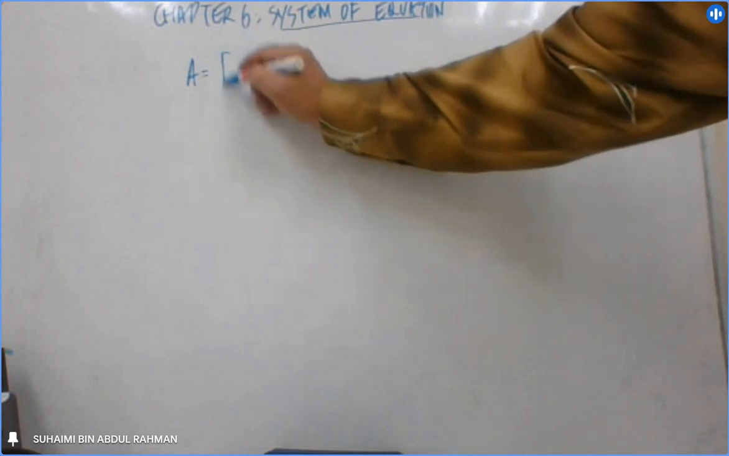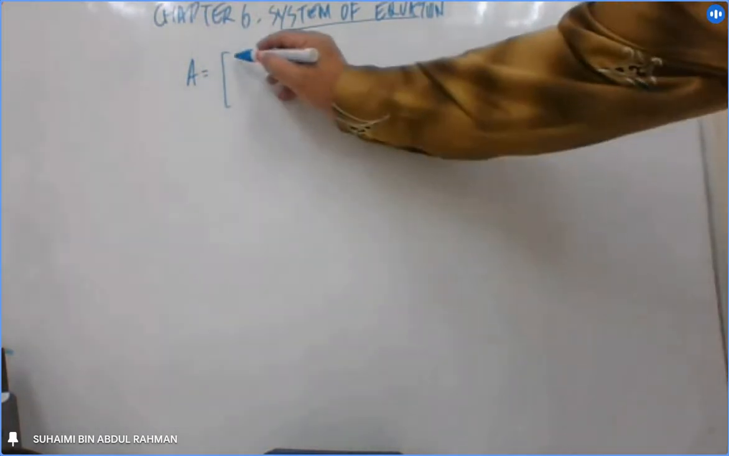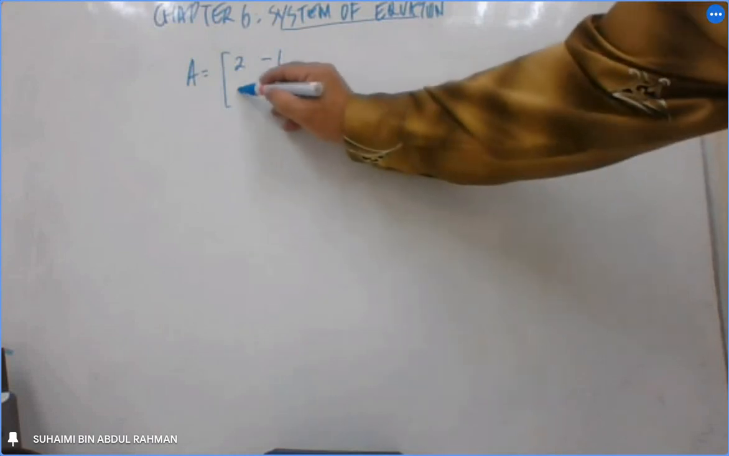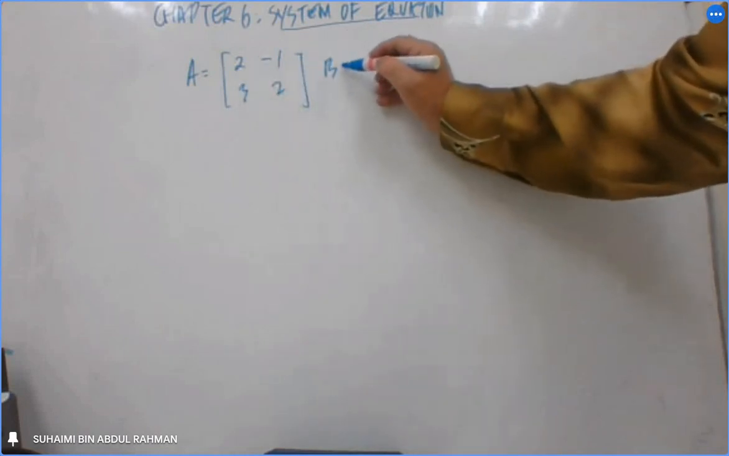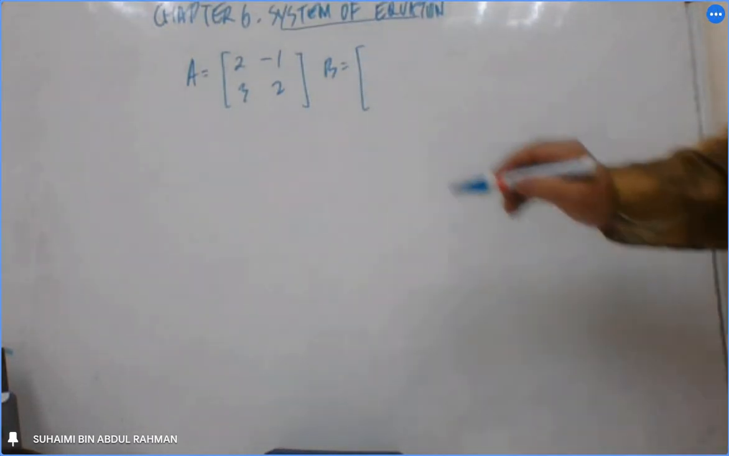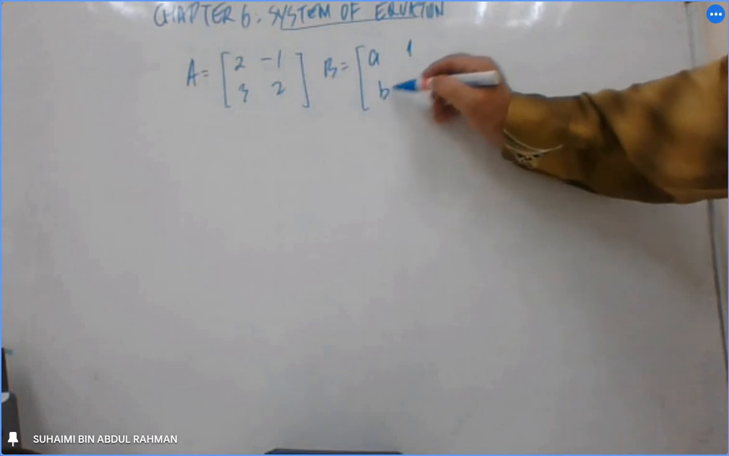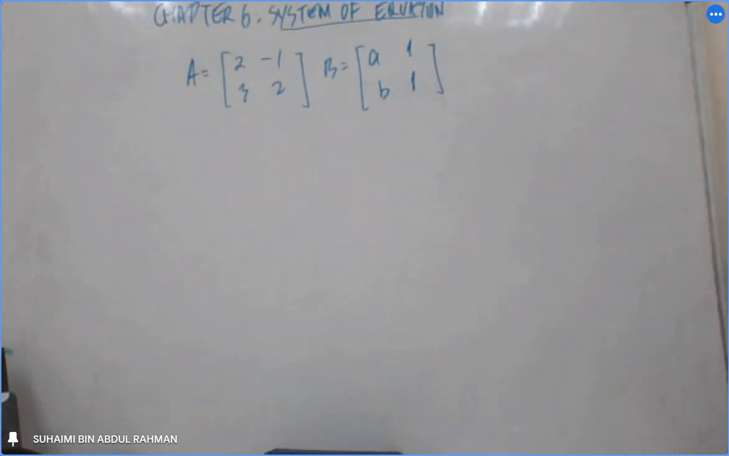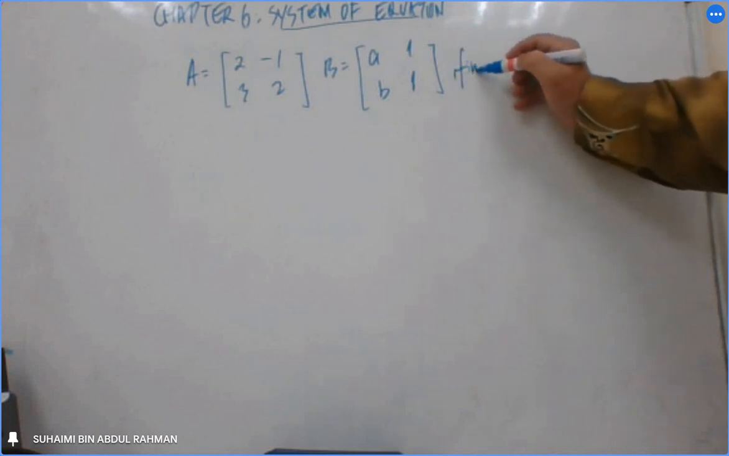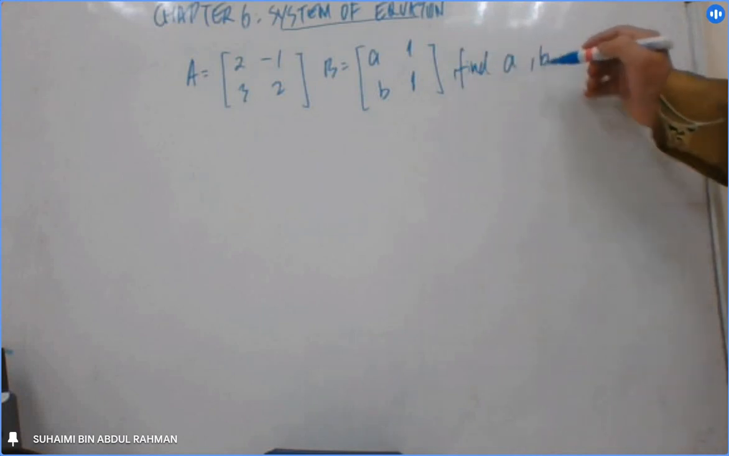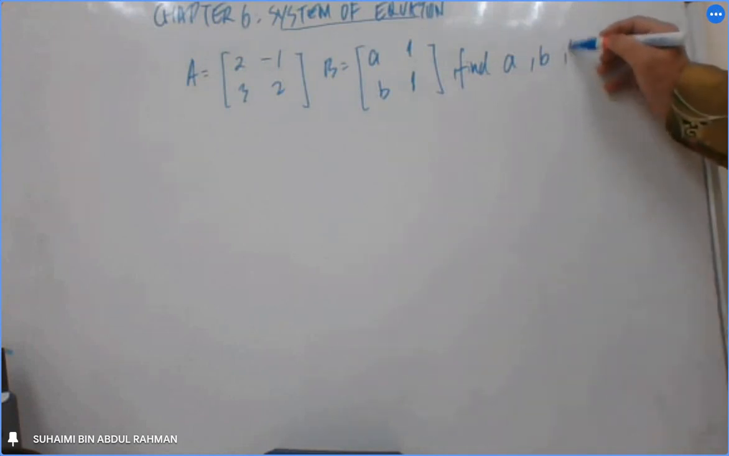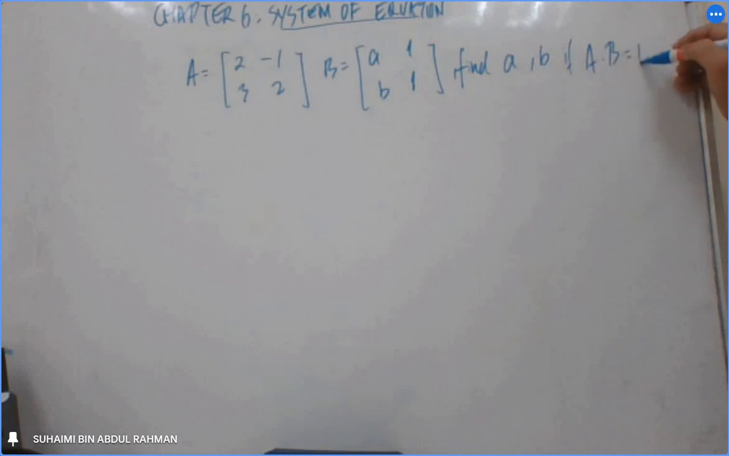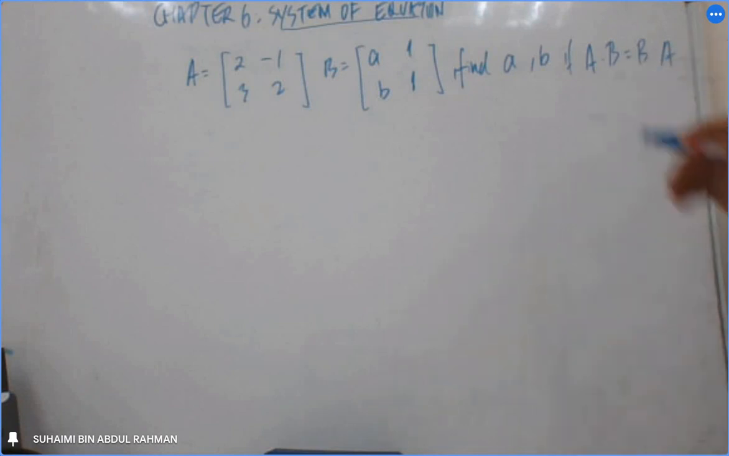If matrix A is 2, minus 1, 3, 2, and matrix B is A, 1, B, 1, find the values of A and B if AB equals BA. A multiplied by B equals B multiplied by A.